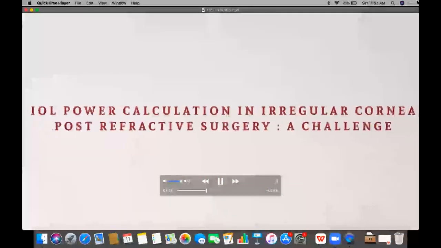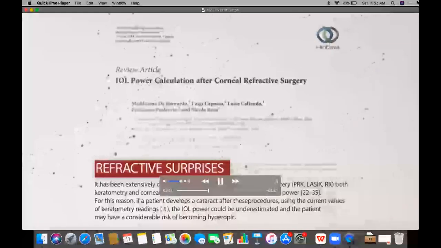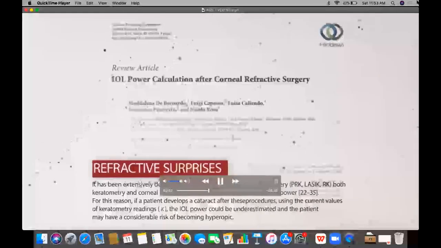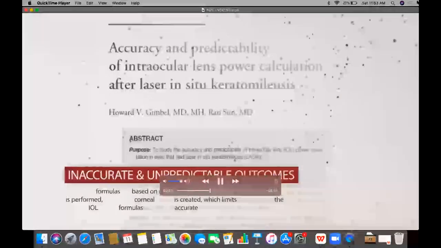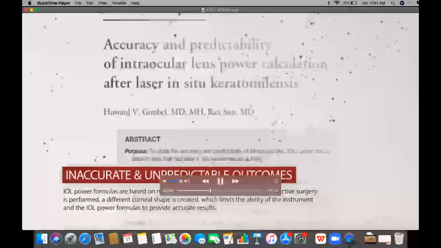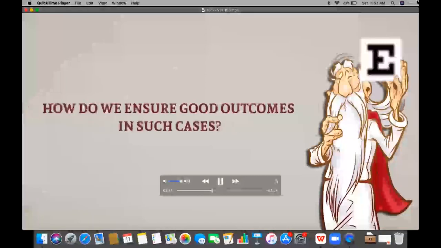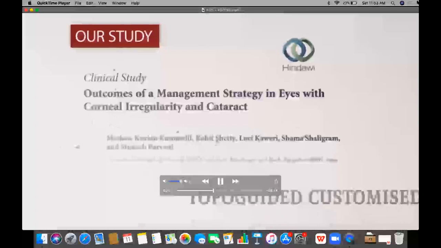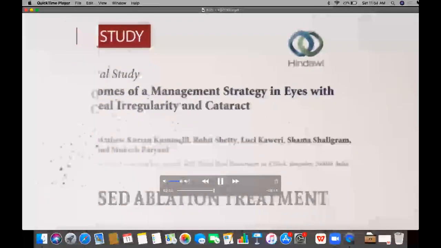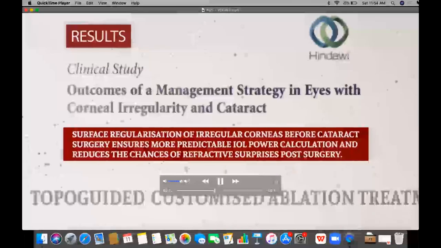IOL power calculation in such cases has always been challenging for cataract surgeons. A quick review of literature suggests that there are higher chances of refractive surprises occurring because of errors in keratometry measurement and inherent errors of the IOL formulae. How do we ensure good outcomes in such cases? Our previous work showed that surface regularization in such irregular corneas ensures predictable outcomes after cataract surgery.